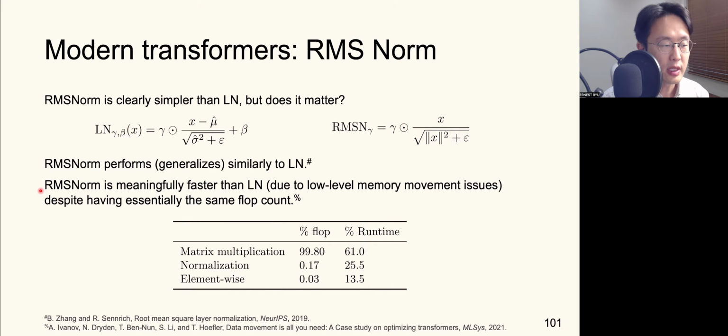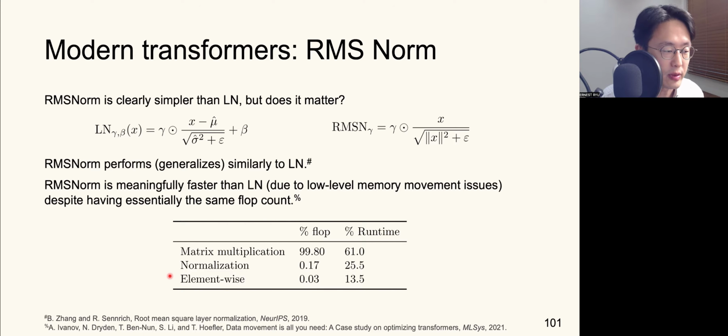And the difference in the compute cost between RMS norm and layer norm is not due to the flop count. Essentially, RMS norm and layer norm have the same flop count, but the difference in their speed is due to low-level memory movement issues. So this low-level memory issue pertains to the faster cache memory versus the slower HBM memory within the GPU architecture. And the details of this is frankly beyond my personal expertise.